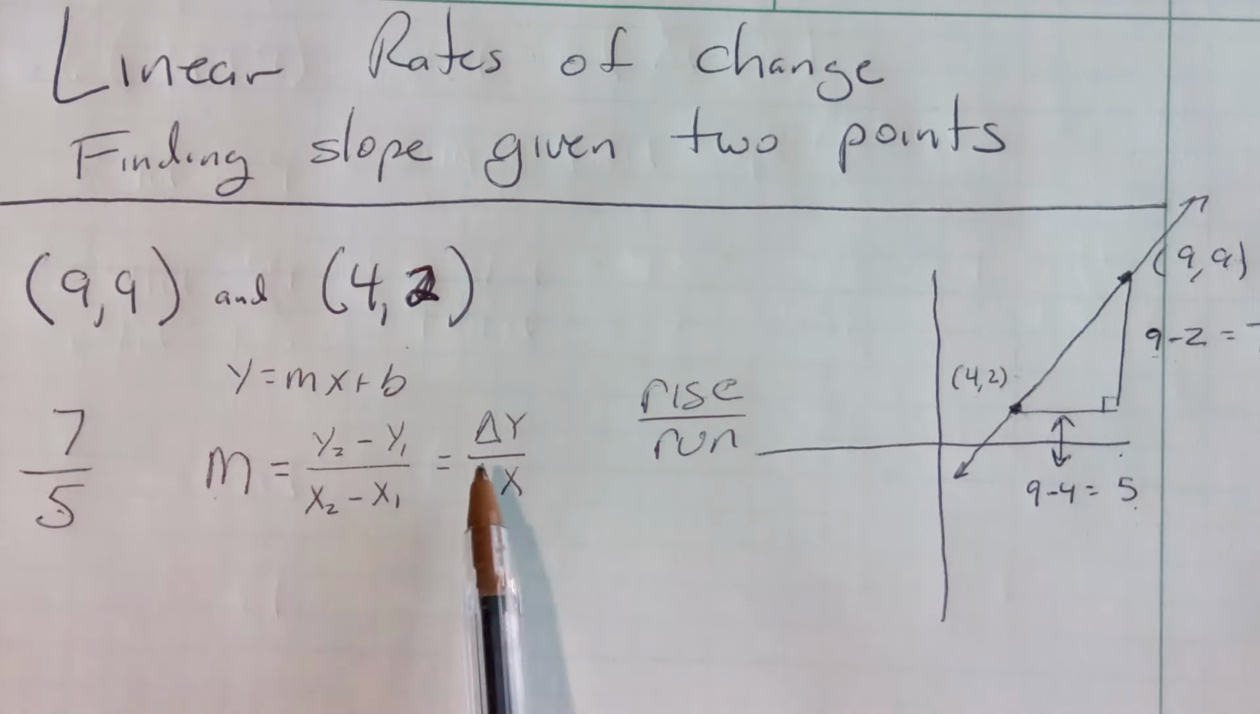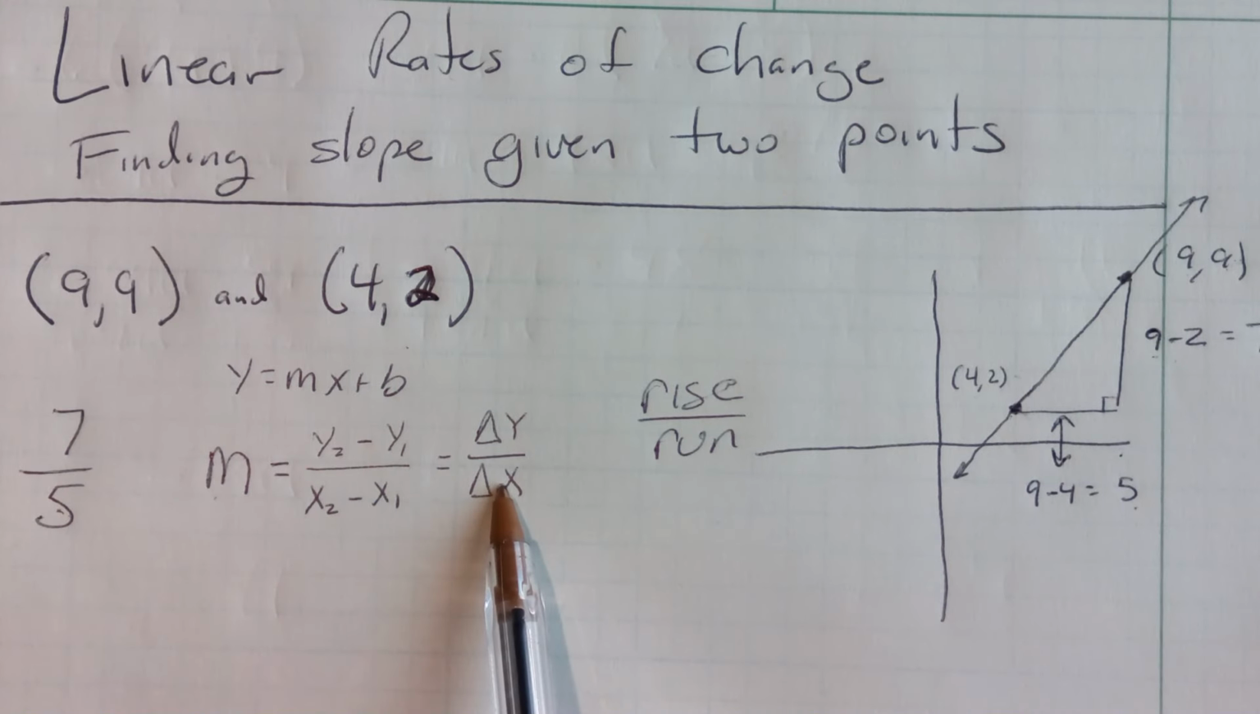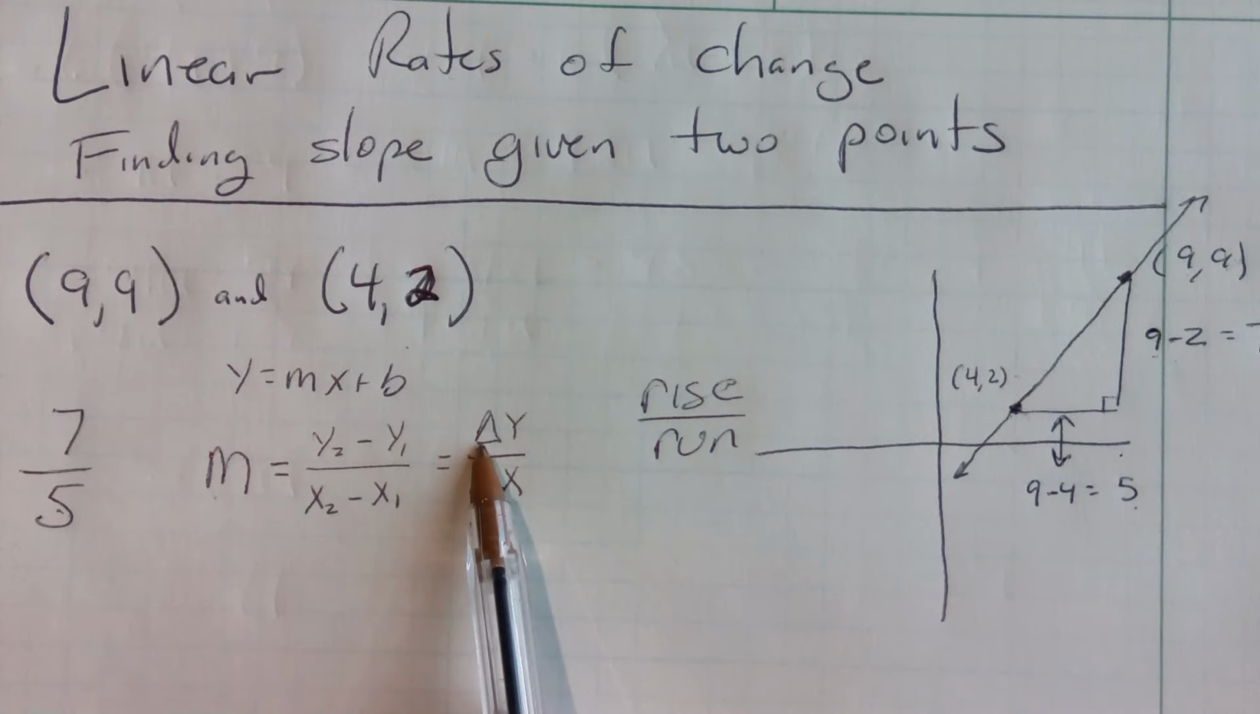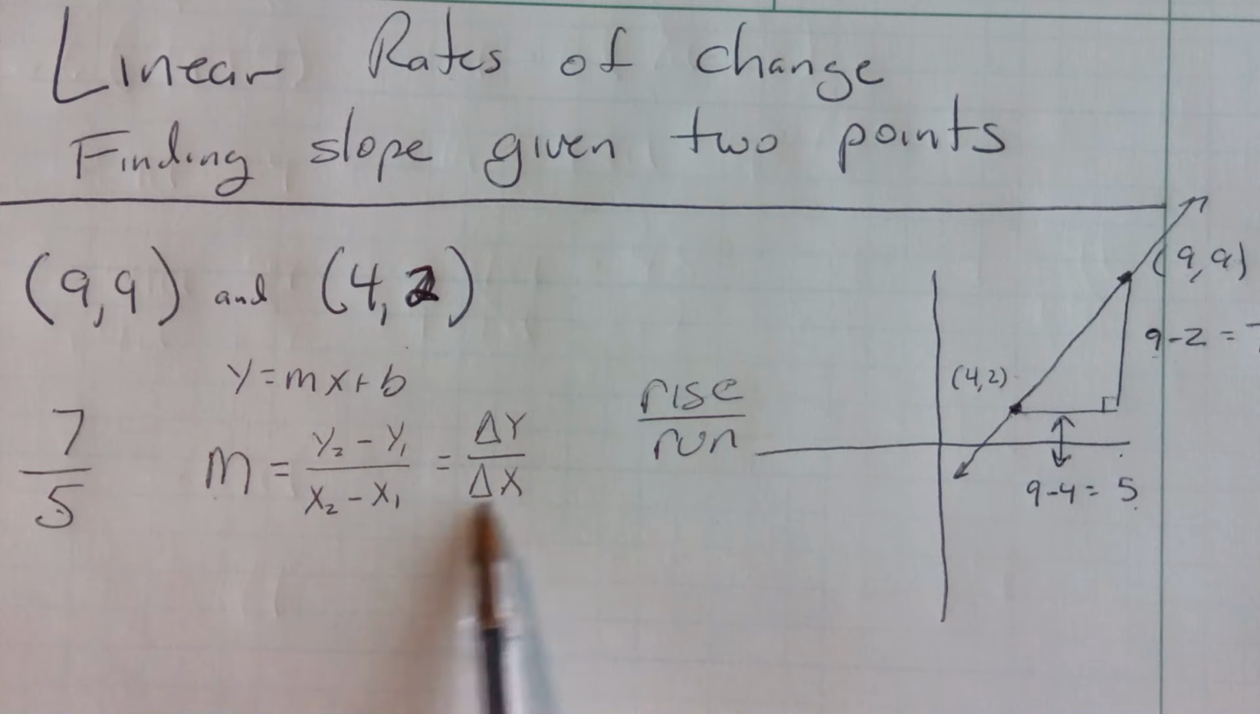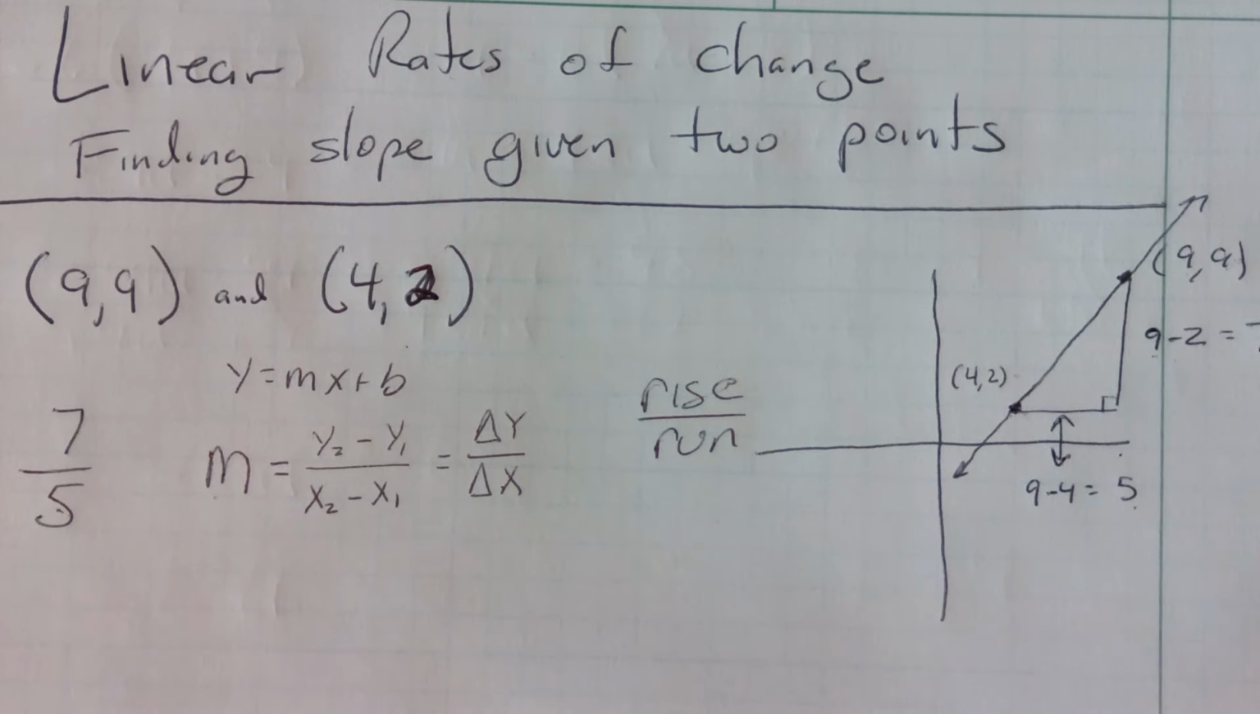Again, I'm just showing you these in case you ever come across these in a textbook or somewhere else. You'll recognize that delta y, meaning change in y, is y2 minus y1. The delta x is the change in x. It's a little simpler or shorter way to write y2 minus y1.